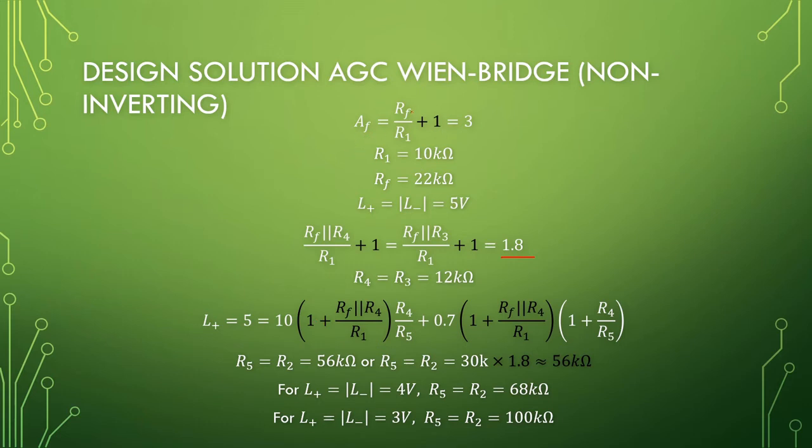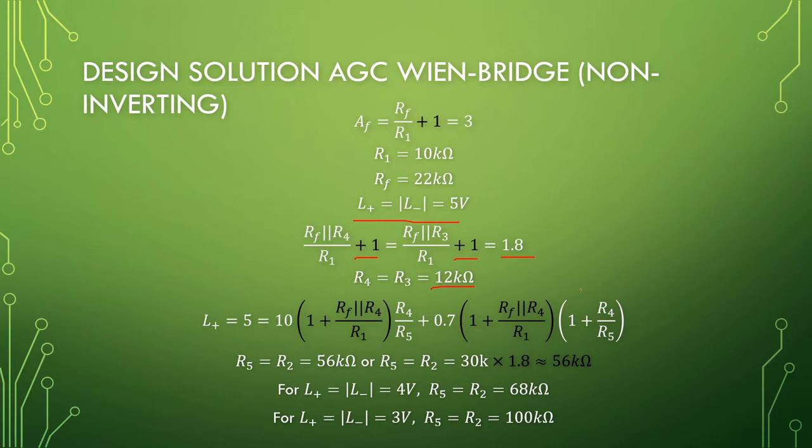Okay, so for a Wien-bridge oscillator, RF over R1 plus 1 should be equal to 3. So R1 and RF have the same ratio of 10 over 22 kilo ohms. So we will have our oscillation starting, limiting at plus minus 5 volts. Okay. And just add the plus 1 to the RF parallel to R3 and get rid of the minus sign, and this should be equal to 1.8. Then calculating R4 and R3 should yield 12 kilo ohms.